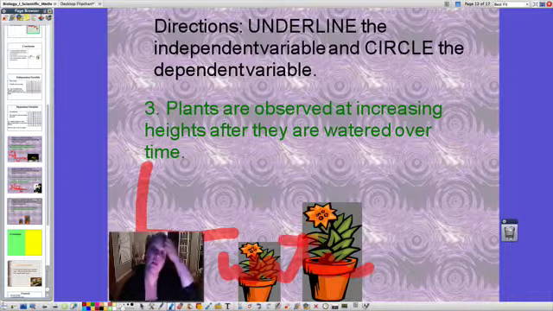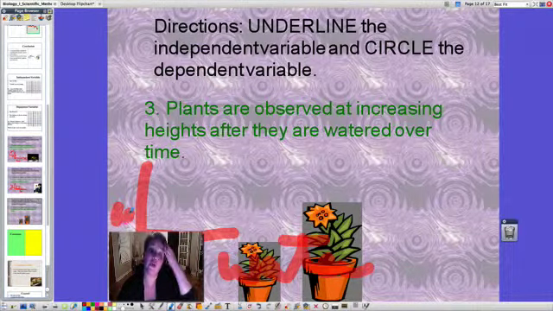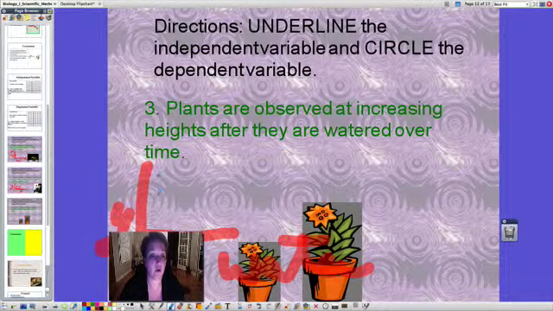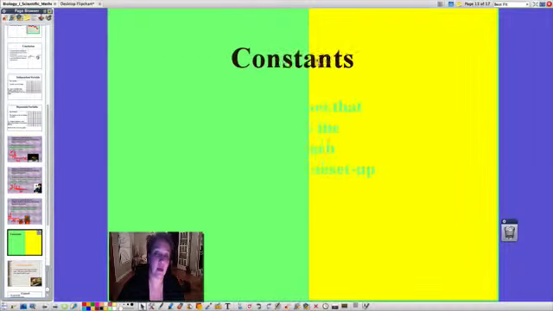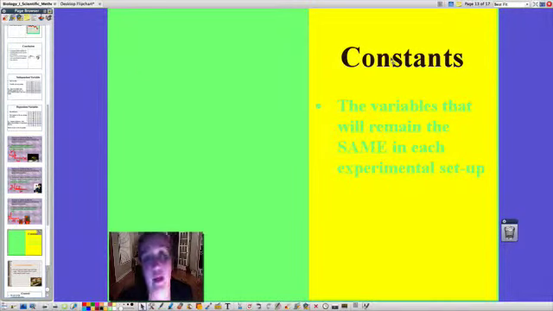And then your last one, plants are observed at increasing height after they are watered. So what's going to go down here on the X is the water. And what comes over here on the Y is how high they grow. Get it? Hopefully I didn't confuse you too much. If you're still confused, come see me.